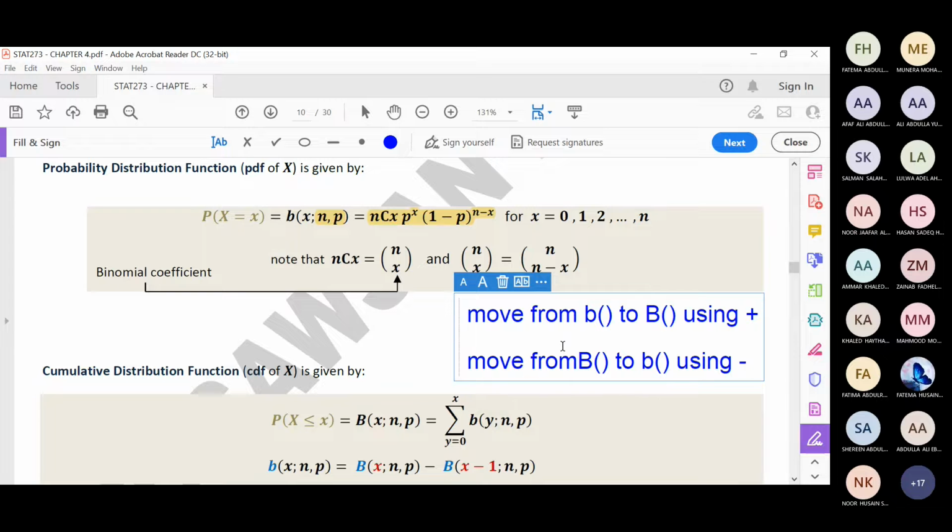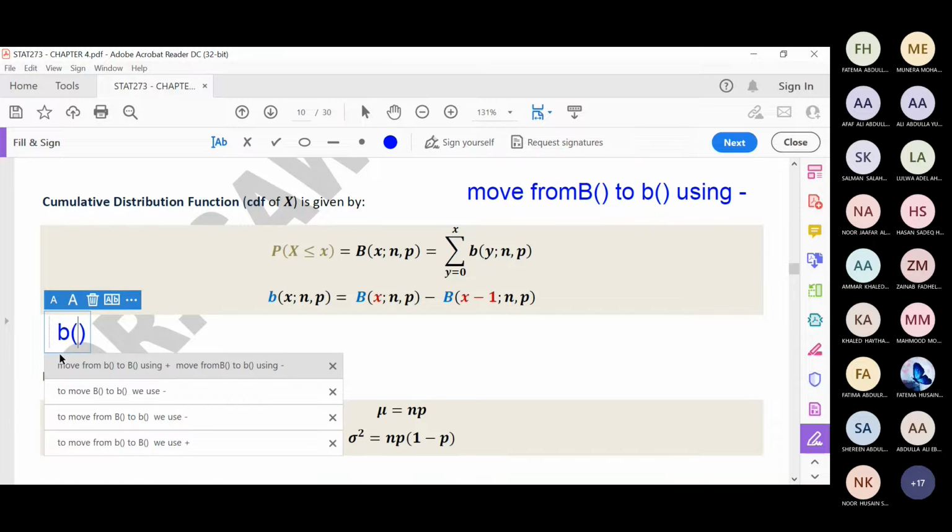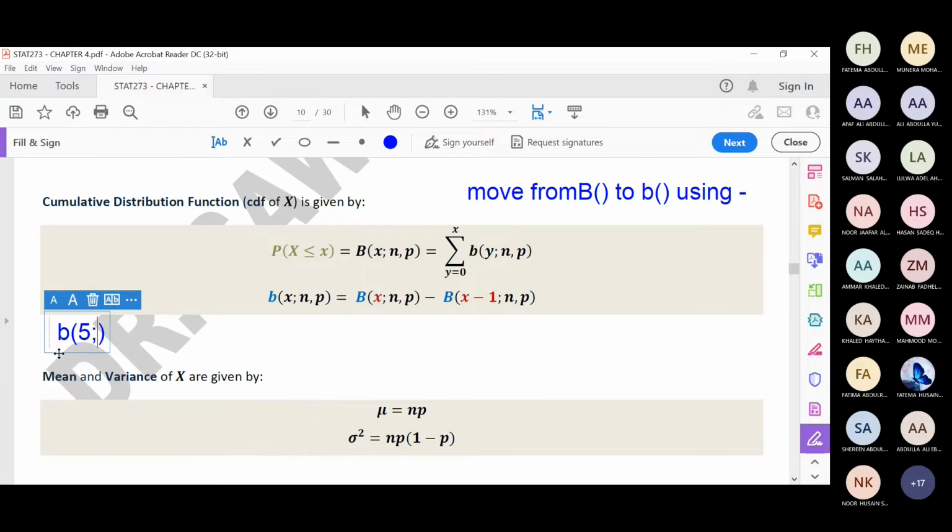Definitely it's possible, and it's by the opposite operation. Then it's by subtraction. That is what I'm stating at the end here. Let me give you an example to explain it. Let's assume I want you to tell me the probability at X, which is a small letter b. Small letter b means the probability at only that number. For example, I want the probability at 5, and of course you have n and p.